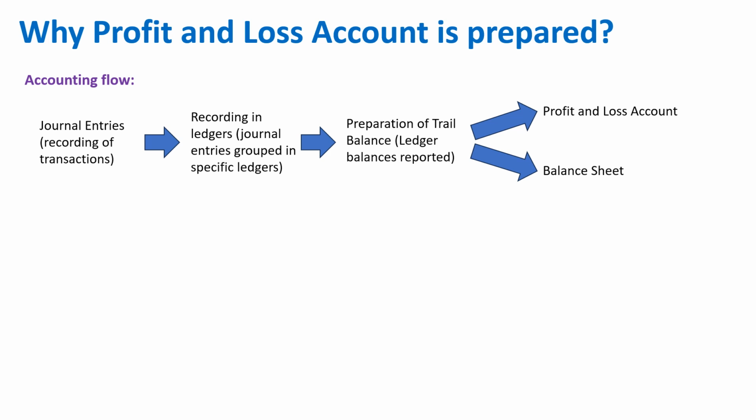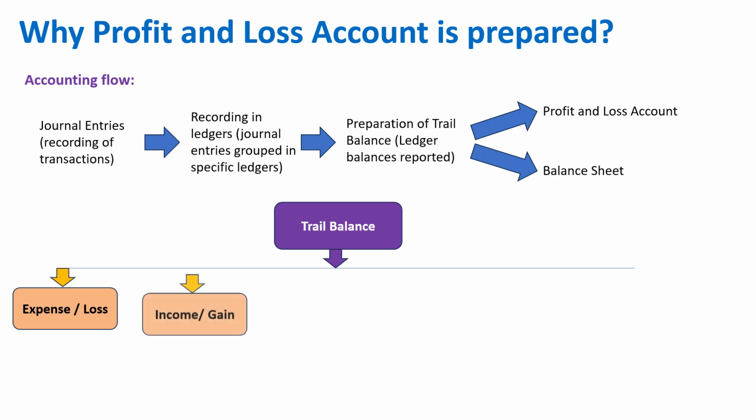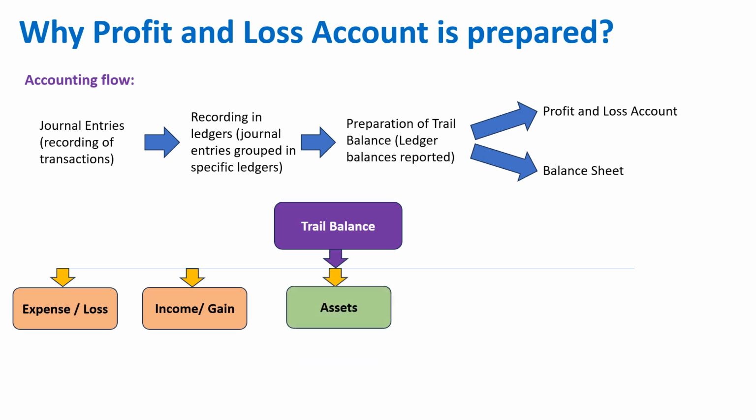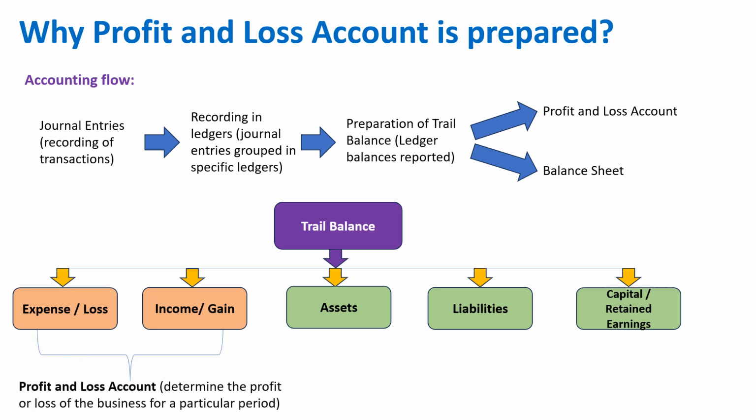Now to know more about the profit and loss account, let's understand the ledgers reported in the trial balance. Under the trial balance, we will find ledgers which explain expenses and losses. We'll have ledgers which explain income and gains. We'll have ledgers which explain assets, ledgers which explain liabilities, and ledgers which explain the capital or retained earnings relating to the shareholders. Now, the first two, expense and loss and income and gain, are categorized under the profit and loss account. Okay. And what is the purpose of that?